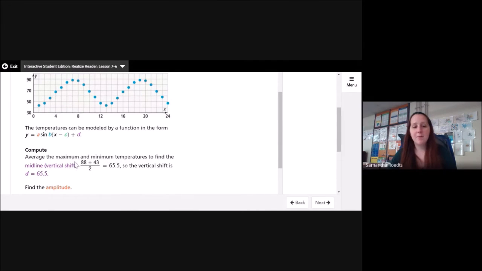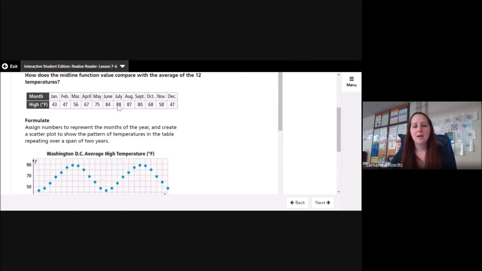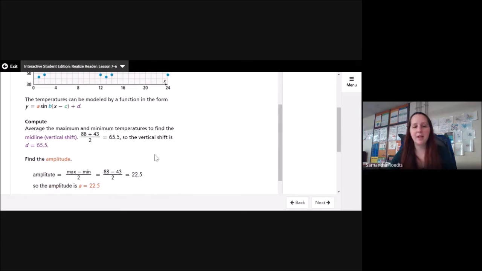Compute. Average the maximum and minimum temperatures to find the midline, or the vertical shift. So my maximum temperature was 88. My minimum value was 43. So 88 plus 43 over 2 gives me 65.5. So the vertical shift is d equals 65.5, which is where my midline is.